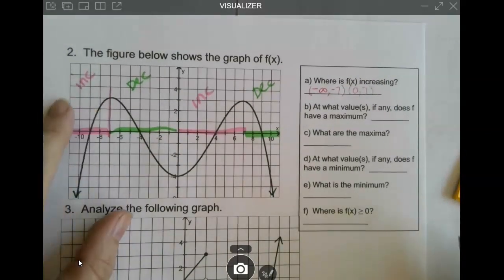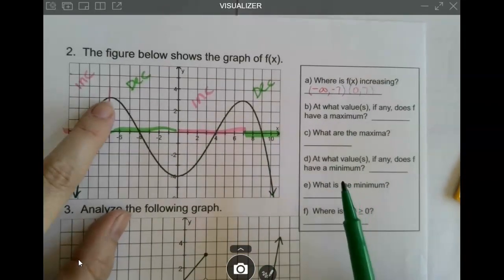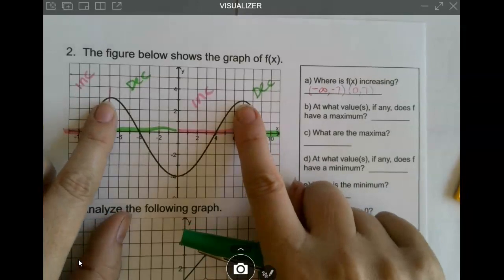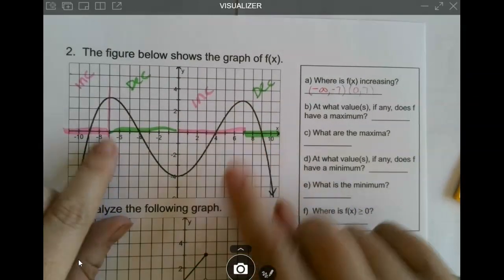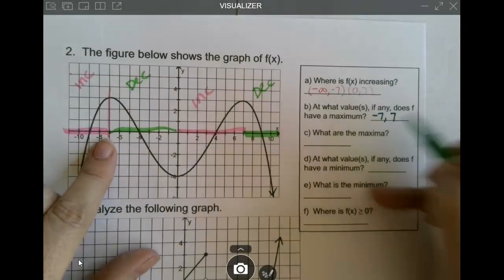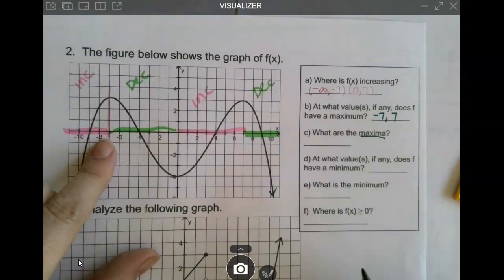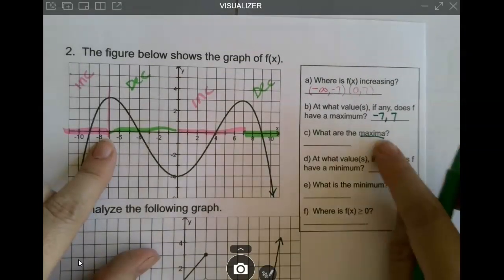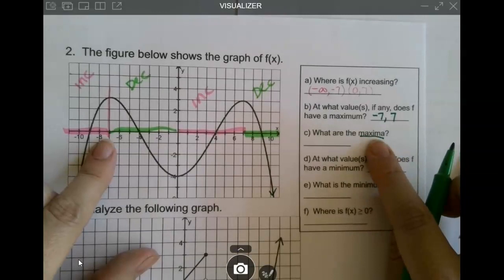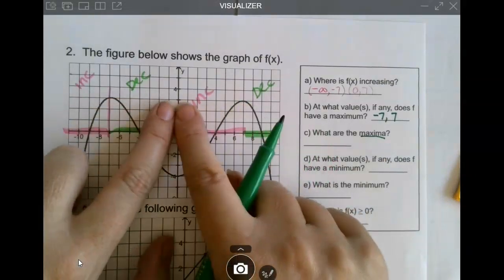It doesn't ask us to do the decreasing. So then it says, at what values, if any, does it have a maximum? Well, there's a maximum right here and a maximum right there. So that's at -7 and +7. The word maxima is just plural for maximums. We don't say maximums, we say maxima. So that's just the plural. Where is this maximum? How tall are they? Well, they're both the same height, and they're at the y value of 3.